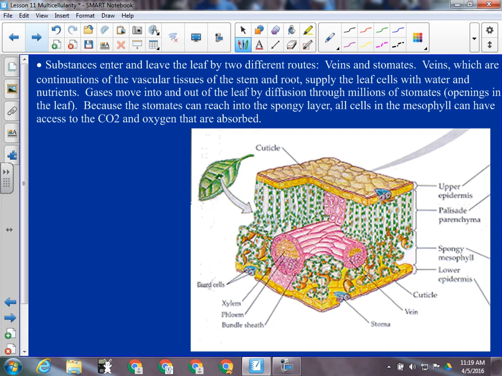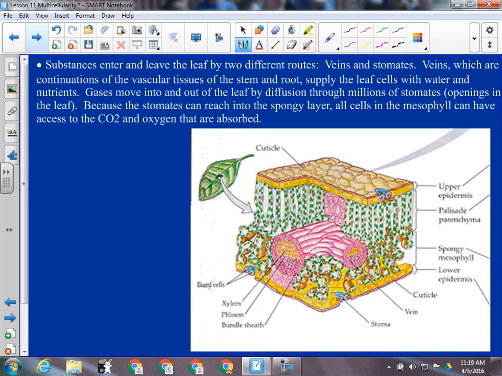The other way that stuff leaves the leaf is, again, through the veins. Once the sugar is produced, it goes in the phloem veins, which go back down to the roots. Yes, certainly some of the sugar that's produced in the leaf stays in the leaf and gets used there, but a lot of it needs to go to the roots. Why do the roots need sugar?